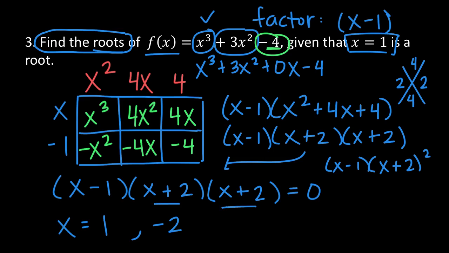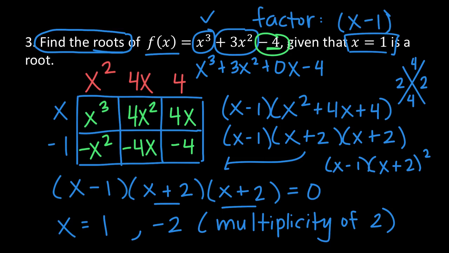Both of these factors have the same root of negative 2, so sometimes we also maybe want to add that negative 2 has a multiplicity of 2. We don't have to put that, but that's just telling me that we had two factors that were the same. But basically our roots are 1 and negative 2.